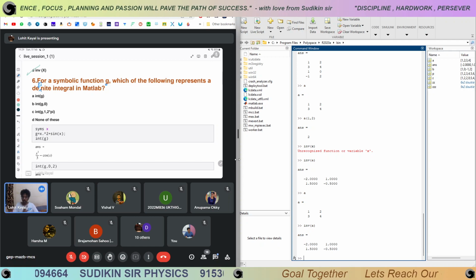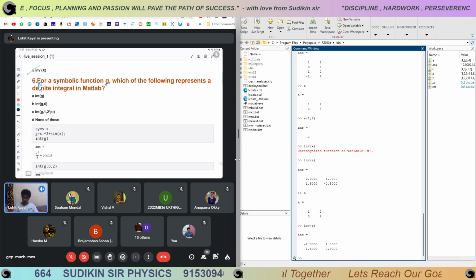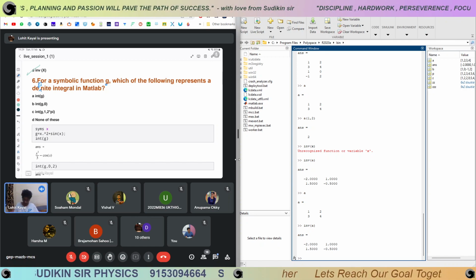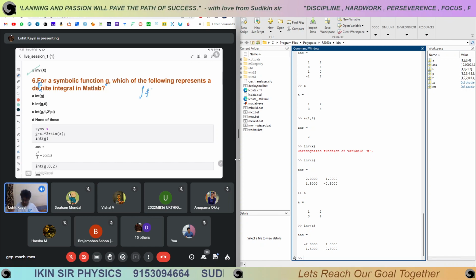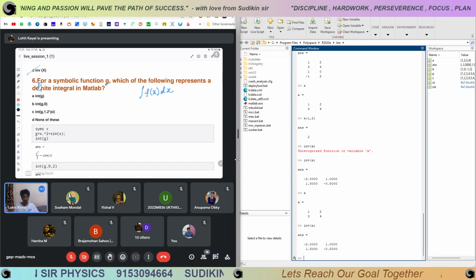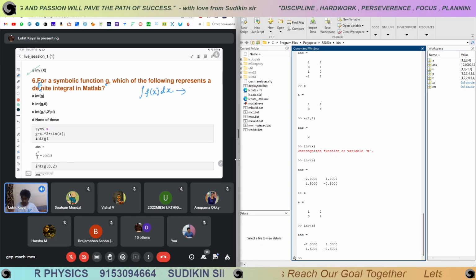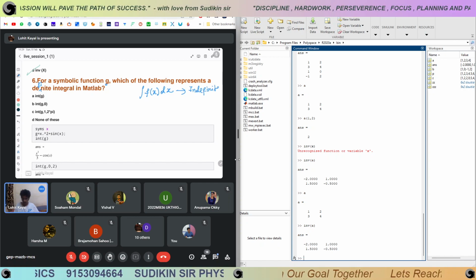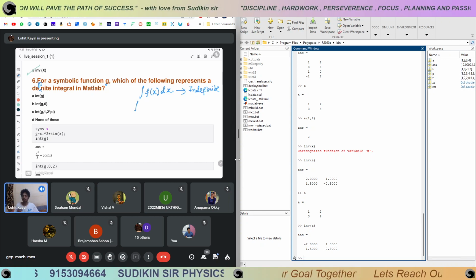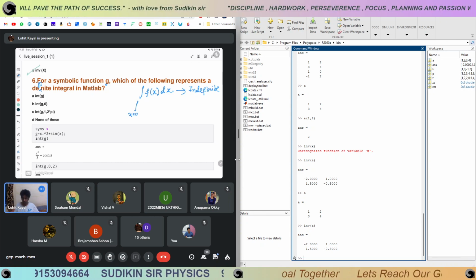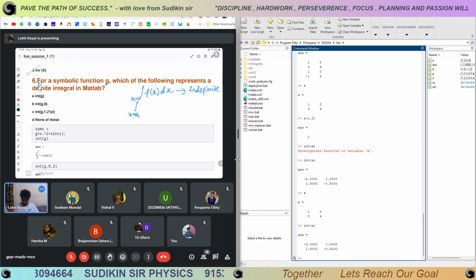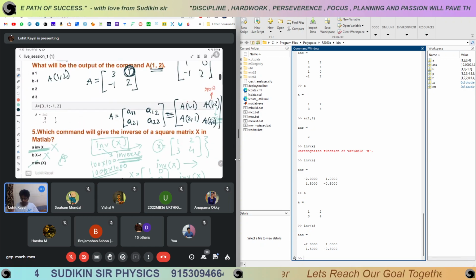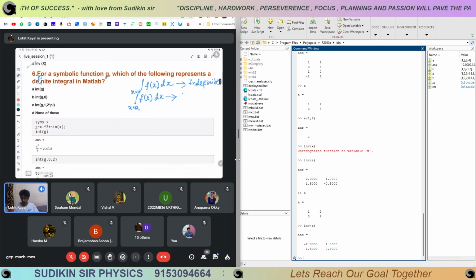In order to get there, let's first do a quick recap of our school level calculus. What is the meaning of this? Suppose the integral of f(x) dx, it is indefinite integration. Now when I put some limits on it, suppose x equal to a to x equal to b, the integral of f(x) dx, this is definite integration.